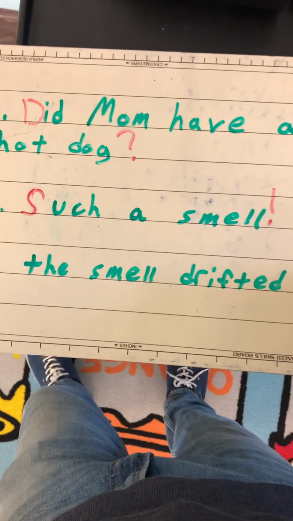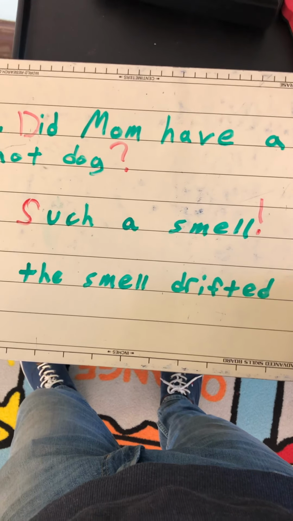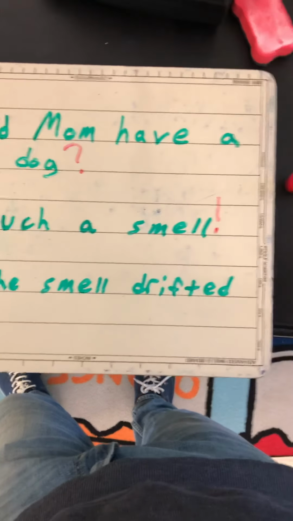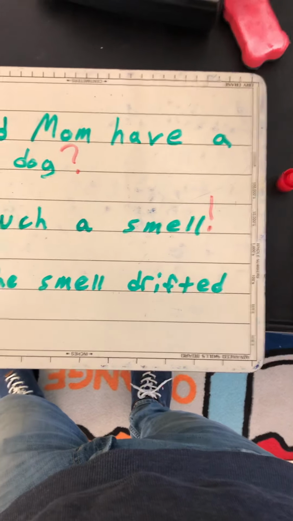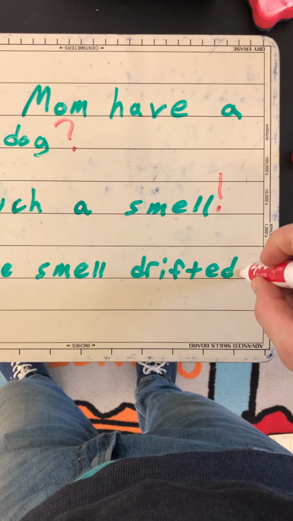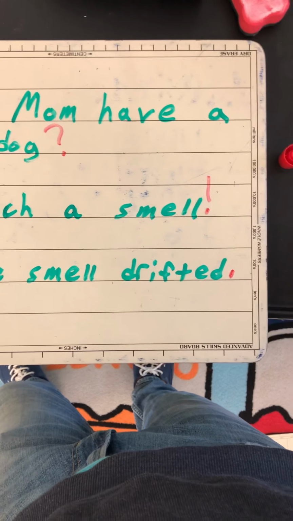Now, the very last one. The smell drifted. All right, what are we missing? Well, first off, something at the end of the sentence. What is that? A period, right? Good. If you said period, that's what we need, okay?